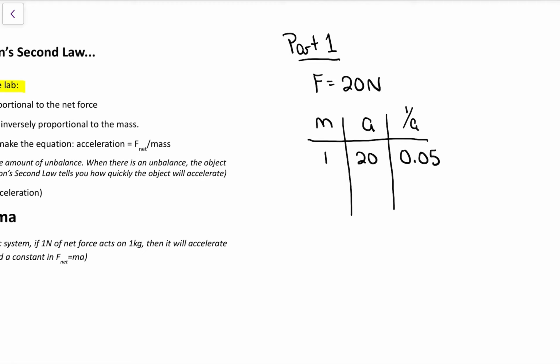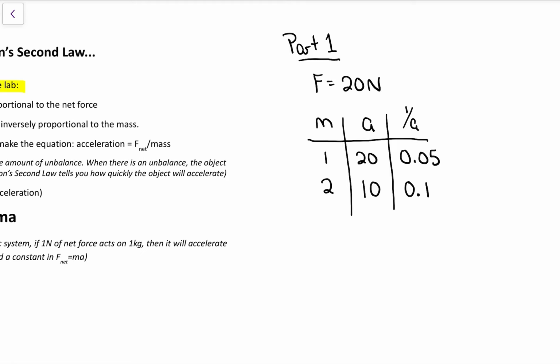Then I did it again. I switched the mass to 2 kilograms. I ran the simulation. I got 2 points. From the points, I got the slope, which is my acceleration value, and this time I got it to be 10. I didn't need my calculator, but really 1 divided by 10, that's what we're going to put in the third column. 1 over 10 is the same as 0.1.